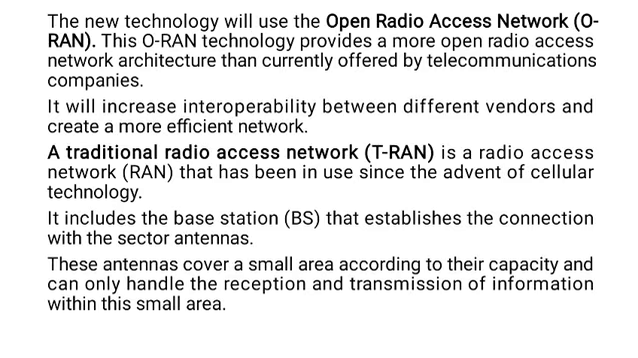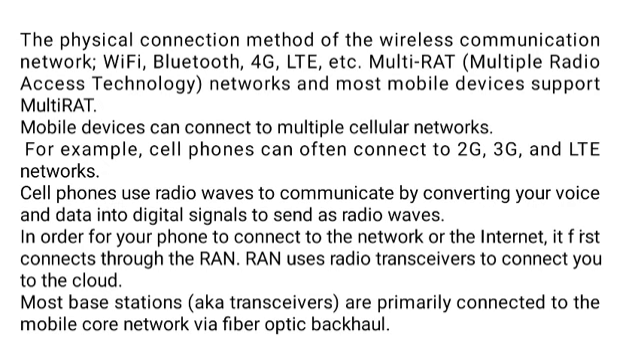But if you see traditional radio access network technology, they use the advent of cellular technology. It includes base stations that connect with the sector antennas. These antennas cover a small area according to their capacity and can handle the reception and transmission of information within the small area. But if you see the physical connection method of this wireless communication network, Wi-Fi, Bluetooth, 4G, LTE, most mobile phones support multi-RAN. For example, a cell phone can connect to 2G, 3G, LTE networks.